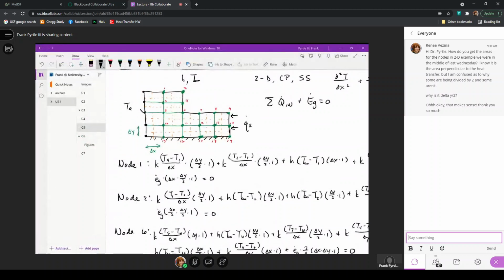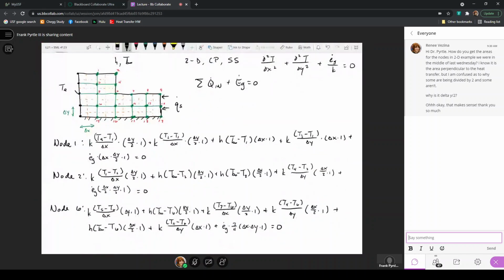So here I would want to go on to some other nodes that have some other considerations. Well, they're all the same considerations. The sum of heat in plus the energy generated is equal to 0 for all of these nodes. So when I'm looking here, let's say at node number 9, it's another corner node that has convection on the top, an applied heat flux on the right, conduction from node 8 on the left, conduction from node 14 below.